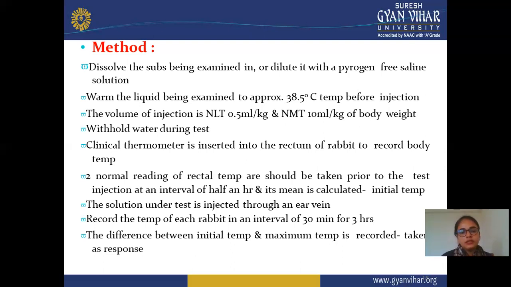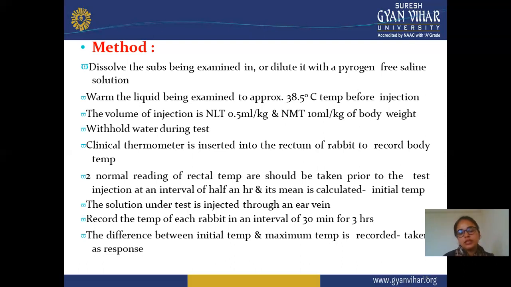And next, a clinical thermometer is inserted into the rectum of the rabbit to record the body temperature. 2 normal recordings of rectal temperature should be taken prior to the test injection at an interval of half an hour. It can be calculated as initial temperature. Means you insert the thermometer in the rectum of the rabbit, and before administering the formulation, you take two readings of the body temperature of the rabbit, and after administration, you again take the reading so that you can easily check the difference in body temperature of the rabbit.